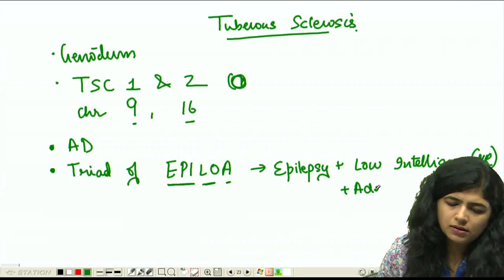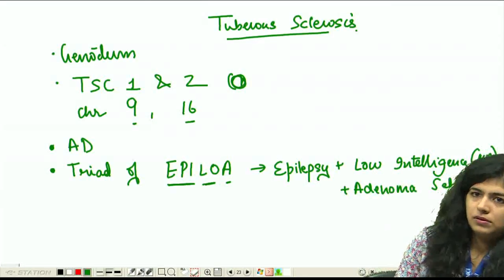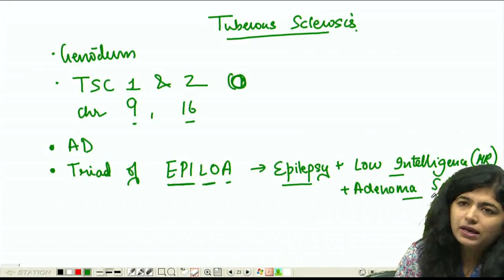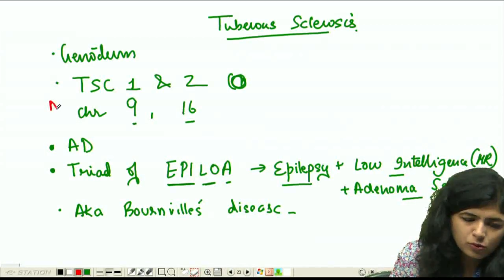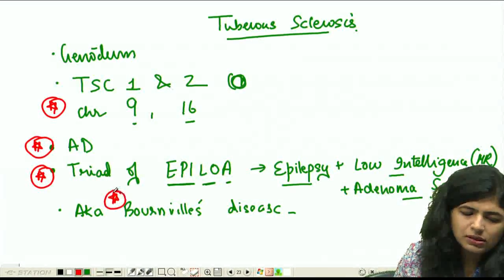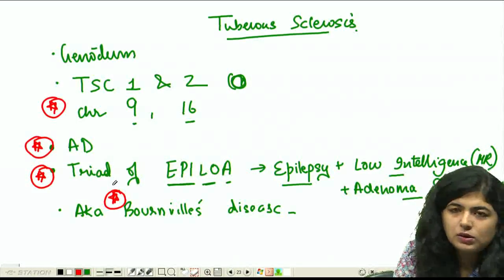plus adenoma sebaceum. So this is a triad of epilepsy, mental retardation and adenoma sebaceum, and this is also called as Bourneville disease. So you get it on the chromosomes, on the inheritance, on the triad and the other name. This is all questions about tuberous sclerosis. Clear to everyone? TSC 1, 2, 9, 16, autosomal dominant inheritance, epilepsy, Bourneville disease.